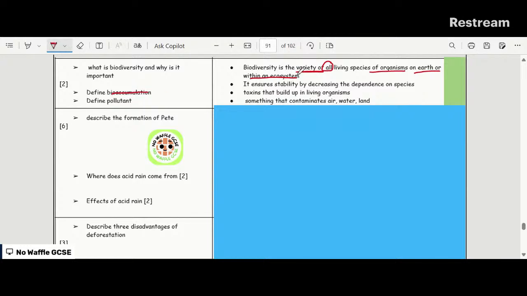Next, bioaccumulation. So bioaccumulation, this question, I remember they gave you a backstory to what the process was. So you aren't just expected to know what this term means, but you had to guess kind of from the information given. So it ensures stability by decreasing the dependence on species. Oh, that's biodiversity, sorry. So that's the second point for biodiversity. But this point, toxins that build up in living organisms. So that's what bioaccumulation is if you're asked about that. And pollutants are something that contaminates air, water, and land.